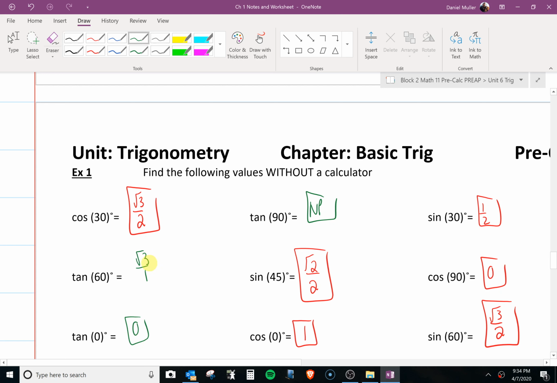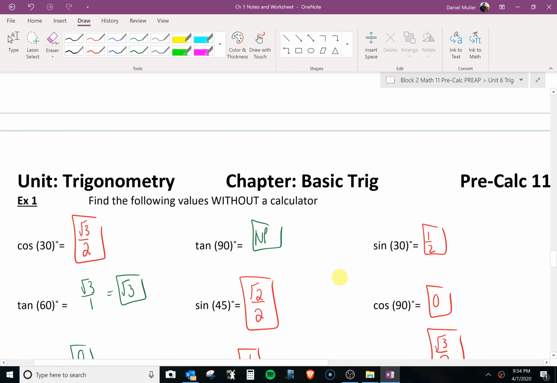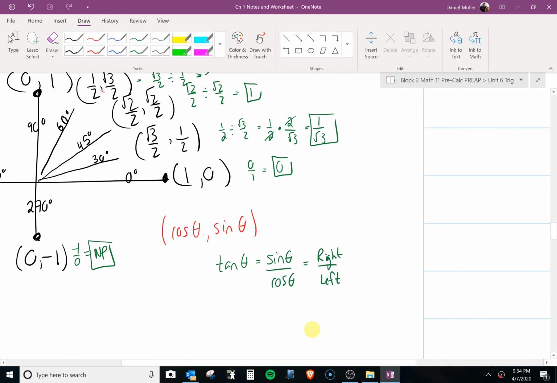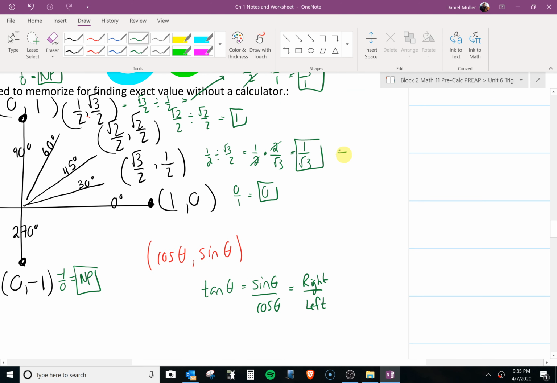Now, anything over 1, you don't actually have to write the 1 if you don't want. So you could just write it as root 3. It's also worth noting on this chart, you do see that one of them here, tangent, is 1 over root 3. That most times we don't want a square root on the bottom, so you have to rationalize it, which we did in an earlier unit.